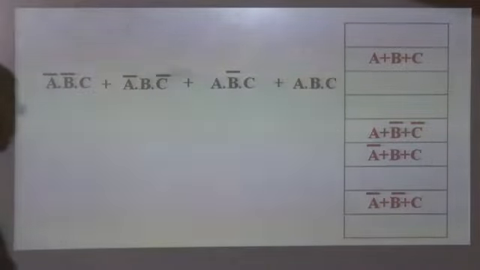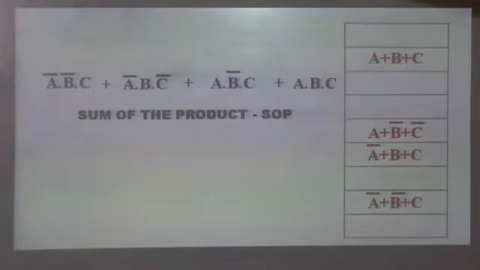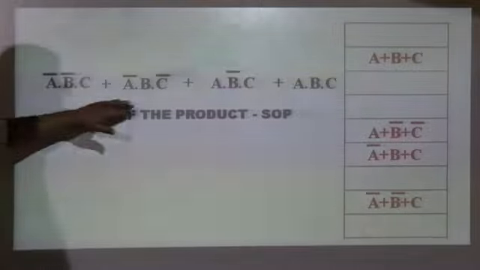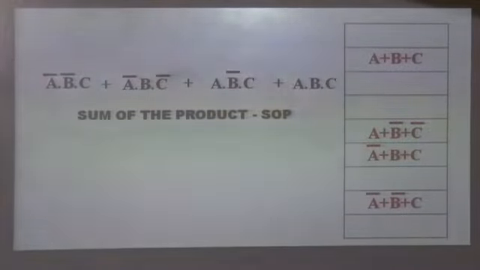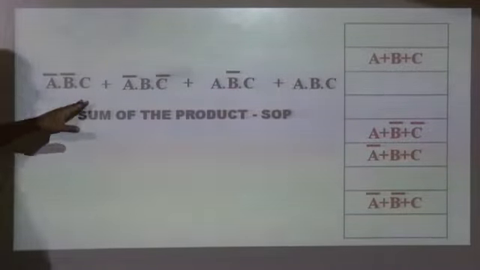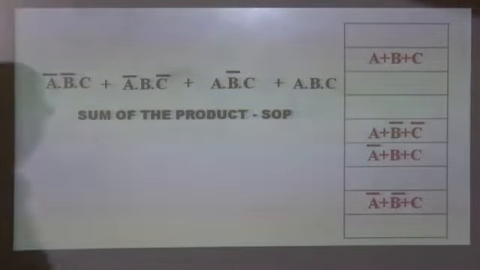So this becomes the sum of the product from the truth table that we had as an example. This is the sum of the product for that truth table: A complement B complement C plus A complement B C complement plus A B complement C plus A B C.